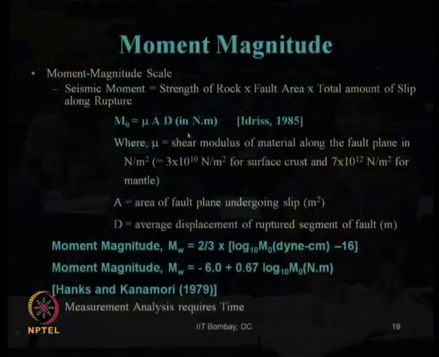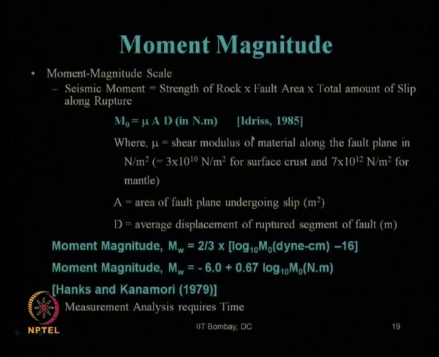So, if we look at this equation, given by Aki in 1985, when we want to estimate seismic moment in the unit of Newton meter, it is given by mu. Mu is nothing but the strength of the rock, multiplied with fault area A, multiplied with the total amount of slip along the rupture surface D. So, mu is the shear modulus of the material along the fault plane in the unit of Newton per meter square. The unit of this has to be Newton per meter square.